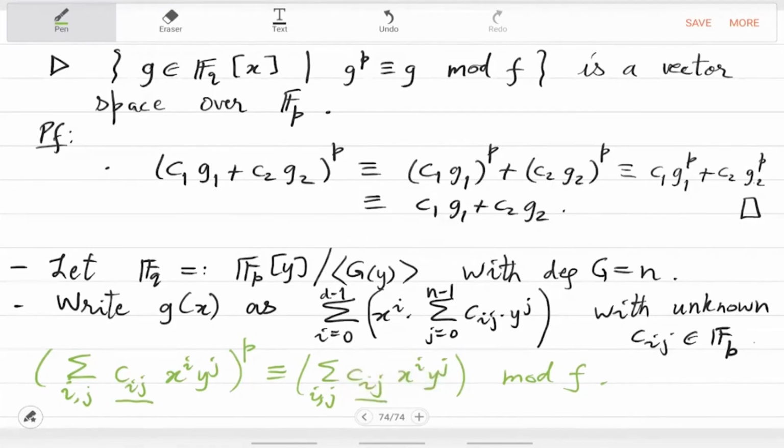Linear. Yeah, why? How do I see it as a linear system? If we take any linear combination of the constants, when raised to the power p, it will distribute. So the p will go inside and it will become Cij to the p, but Cij to the p is Cij. Right, so the whole system is actually a linear system in C's. That's it.